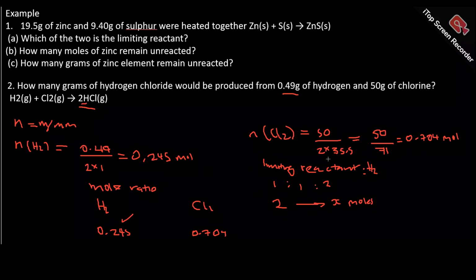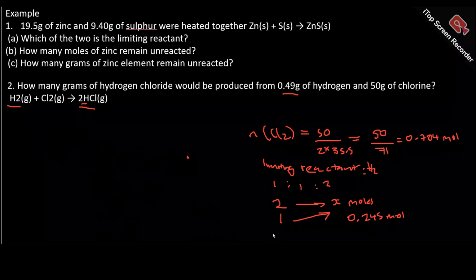You use the limiting reagent, and we know it's hydrogen. So you go back to the equation. Where is hydrogen? This one. What is the number in front? 1. What is the number of moles of hydrogen? It is 0.245 moles. Then what are you going to do next?